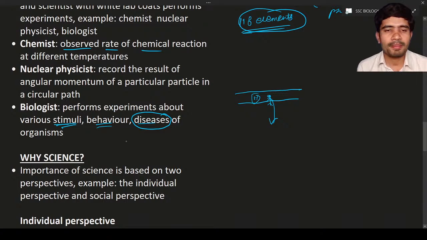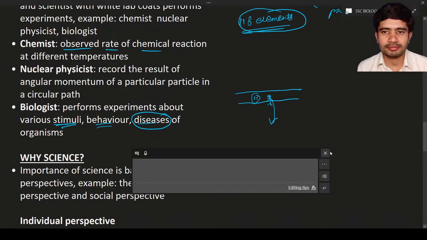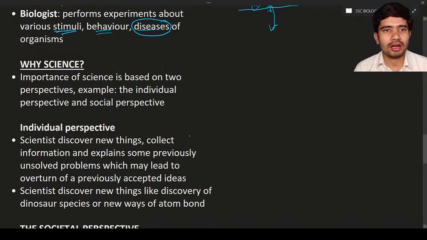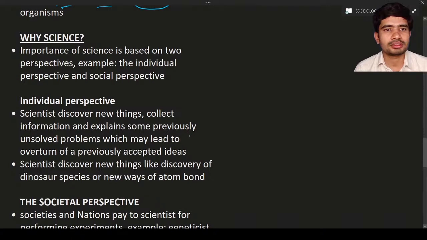Next is why science, why science is most important. We are going to discuss it. The importance of science is based on two perspectives: the individual perspective and the societal perspective. Societal perspective is what the society thinks. Individual perspective means what you are thinking.